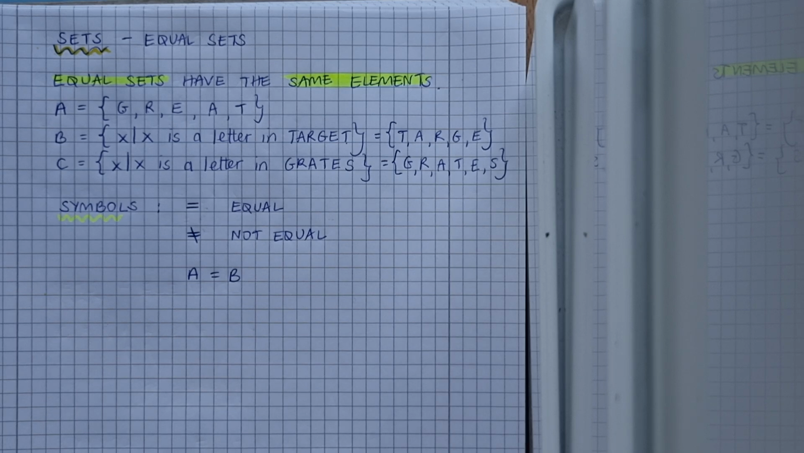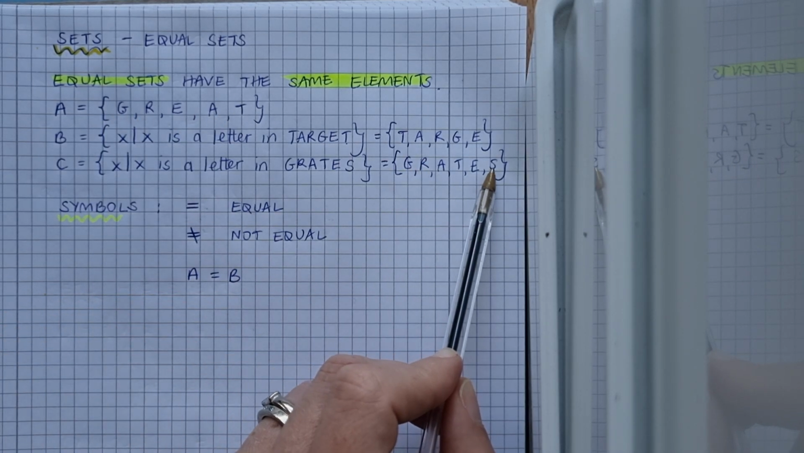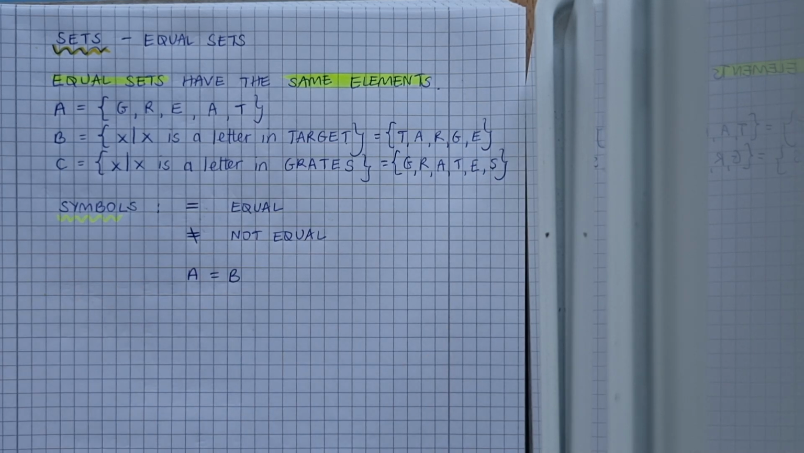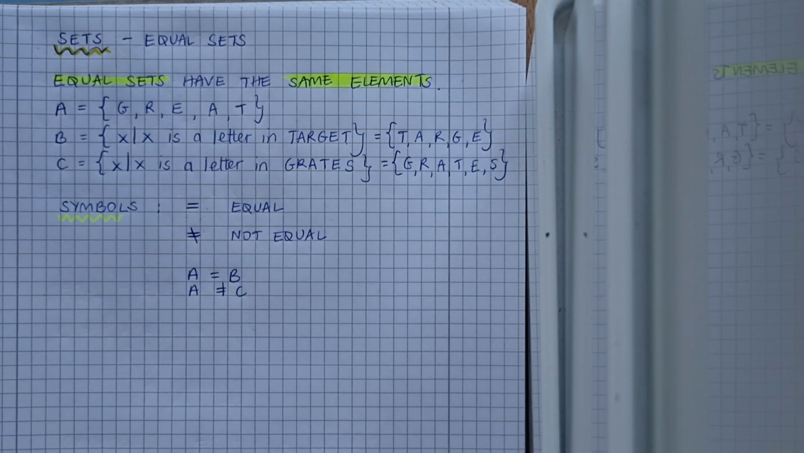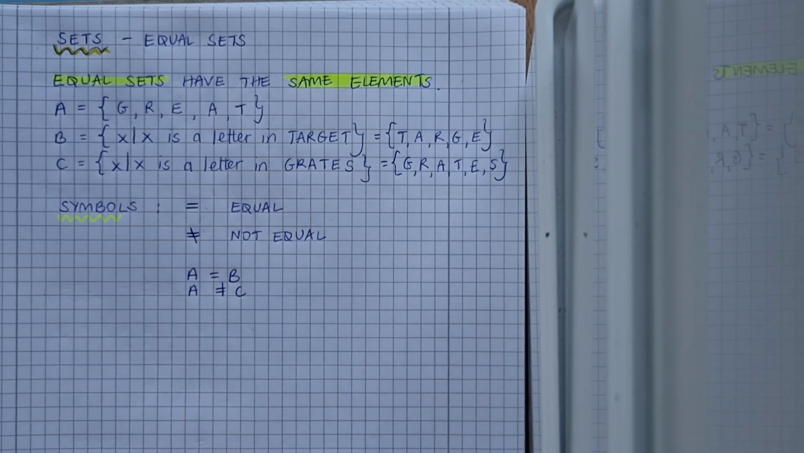Have a look yourself and see what you think. Do you think that C is equal to any of the other sets? Well, if I compare it to A, I can see that I've got this extra element here, S, that wasn't in the set A. So I can say A is not equal to C. And again, when I compare B and C, they have different elements. So B is not equal to C.